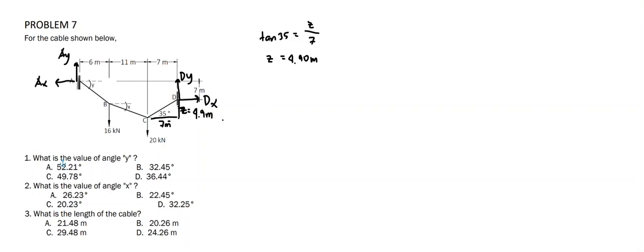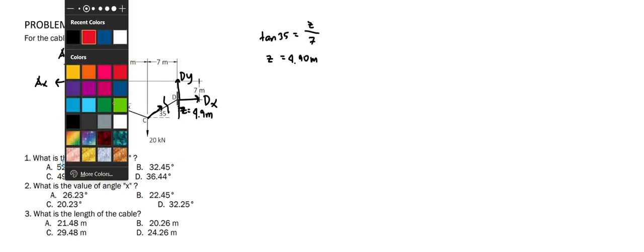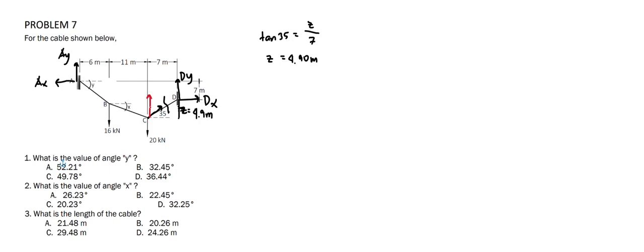Okay, now that we have the distance z, we can proceed solving for the tensions of the cable by cutting this section here. By doing so, we expose tension CD on this left side. Let me erase this first. So here we expose tension CD by cutting on this section, and then drawing its components. Here we have the vertical component of CD, which is tension CD sine of 35 degrees, and for this side here, this is tension CD times cosine of 35 degrees.